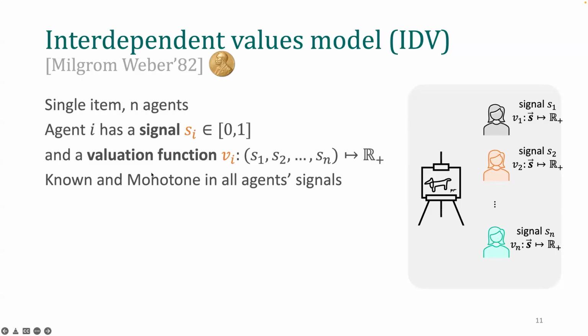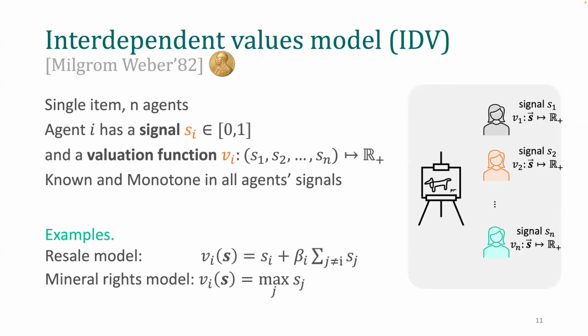And then they also have a valuation function v_i that aggregates the information of all the agents into a value for the item. This valuation function v_i takes as input s_1 through s_n, the signals of all the agents, and maps it to a value for the item for agent i. And you can think of the valuation function as known and being monotone in all the agents' signals. This simple model actually captures a lot of rich settings. For example, let's go back to the resale model that I was talking about earlier. Concretely, you can model v_i(s) as being equal to my value for the item, how much I inherently like it, that's the signal that I have, plus how much all the other agents would like it, some weighted sum of how other agents like the item, which captures the resale potential of the item.